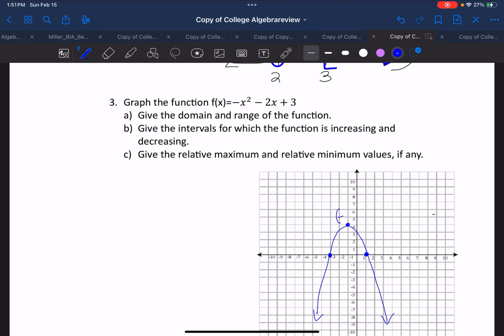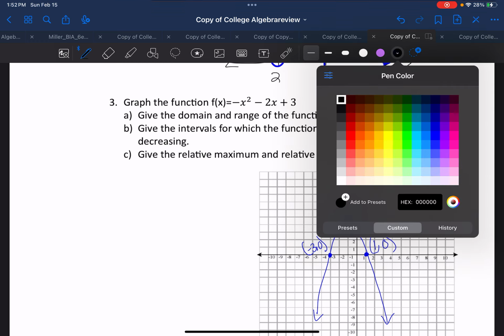And that point was -1, 4. This point was -3, 0. And this point was 1, 0 that I used my calculator to find. So that's the graph. Part A wants us to find the domain.